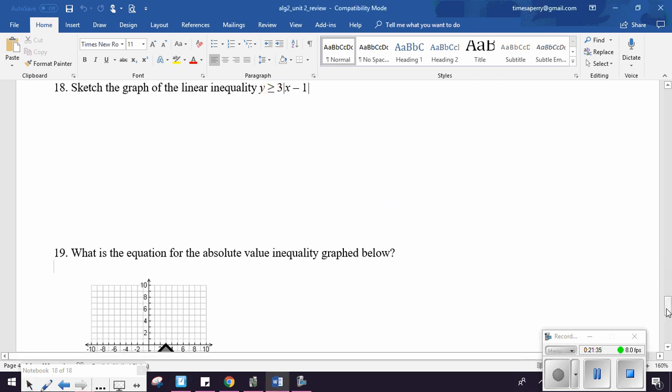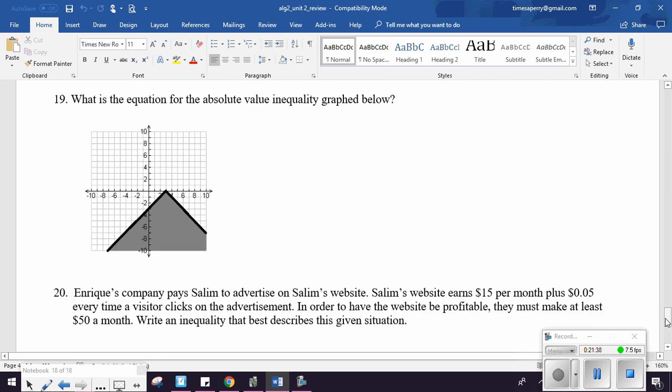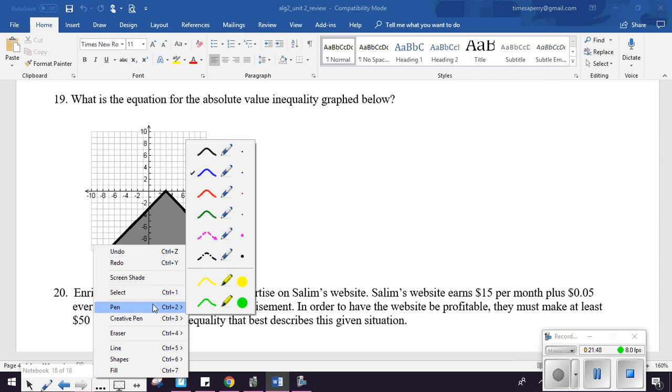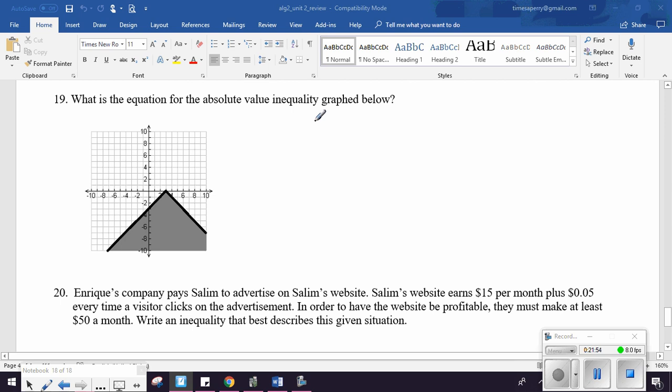Now that I know that, for number 19, we have to figure out what is the equation inequality. Well, I do know that it's a solid line, so we know it's going to be less than or equal to or greater than or equal to just from that information. Our vertex is here at 3, 0, and it's flipped upside down, so we know there's a negative involved when it's flipped upside down.